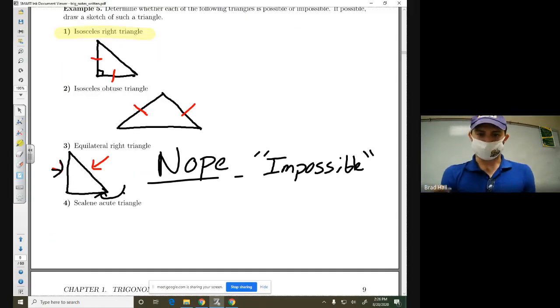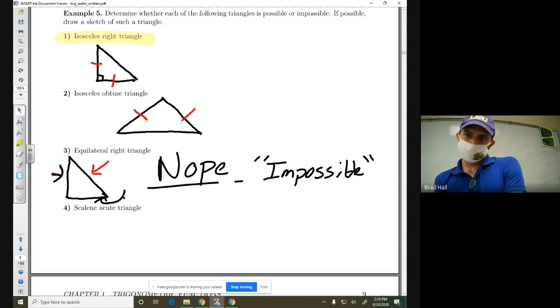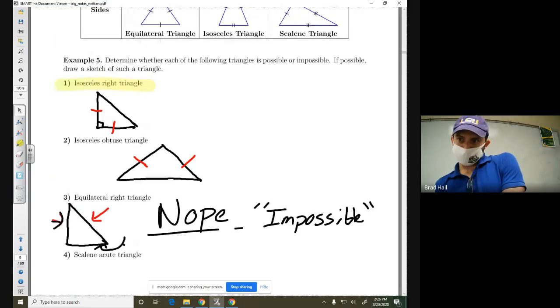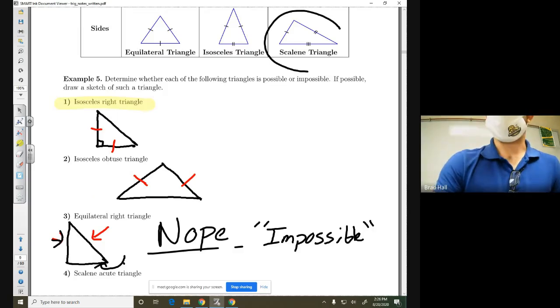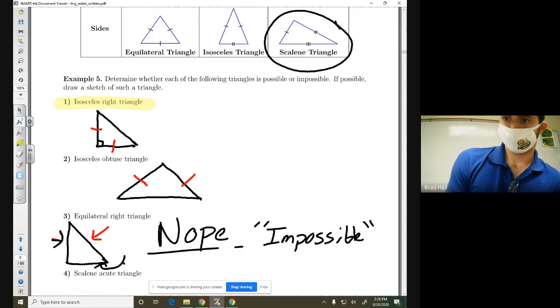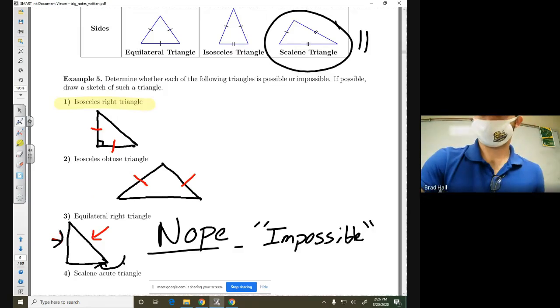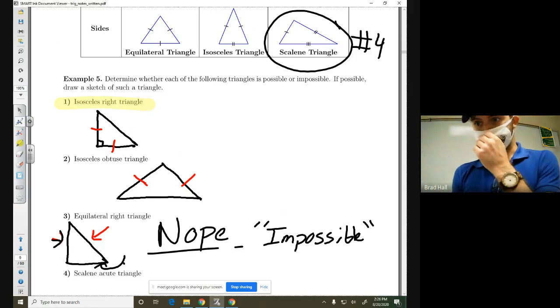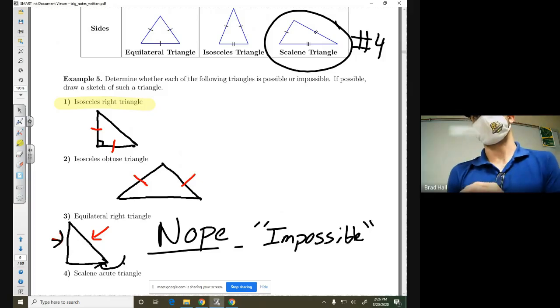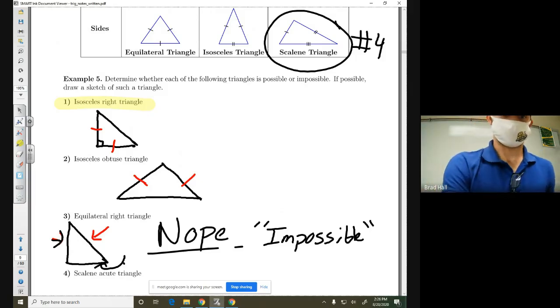And then finally, a scalene acute triangle. The answer is yes. I drew one up here. So that is a scalene acute triangle. So just think about that.